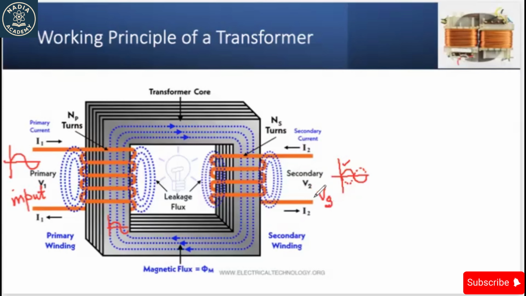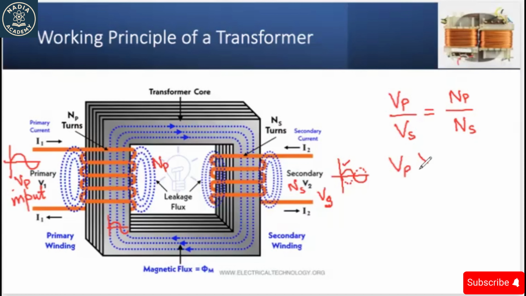We can call this Vs. The input voltage is Vp, for example. The number of turns in the primary is Np, and the number of turns in the secondary is Ns. So the working principle can be understood by the transformer equation, which is Vp over Vs is equal to Np over Ns.